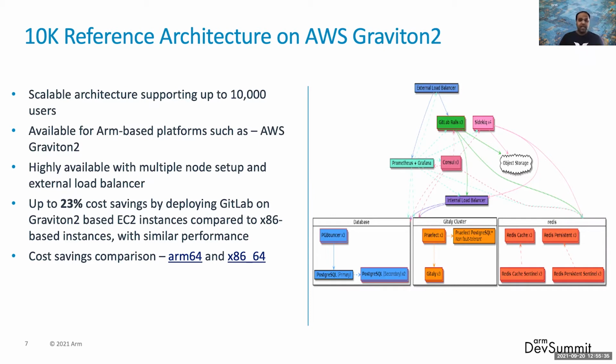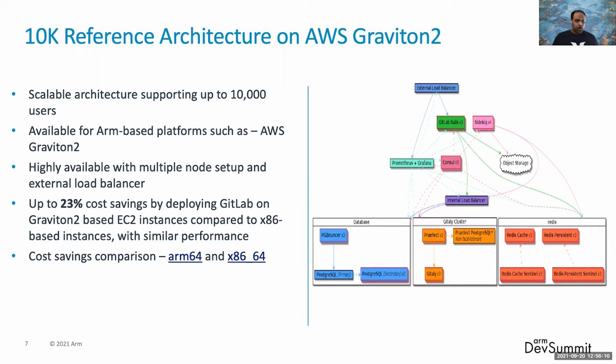One is how the application handles front-end traffic, with multiple application nodes. You need an external load balancer in order to distribute the traffic across all the application nodes. Then you do a highly available multiple node setup, like I said, with the external load balancer. We have Prometheus and Grafana to see the metrics of each instance and what kind of instances you use. And all of that is handled by this 10K architecture.